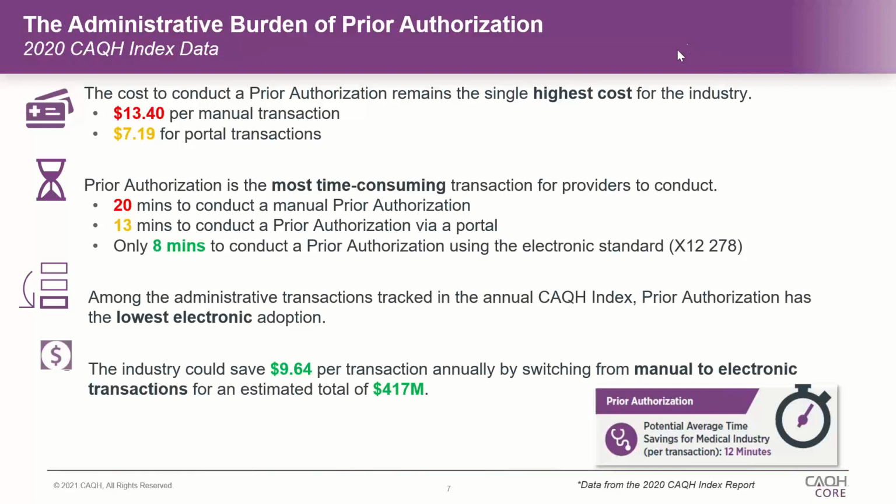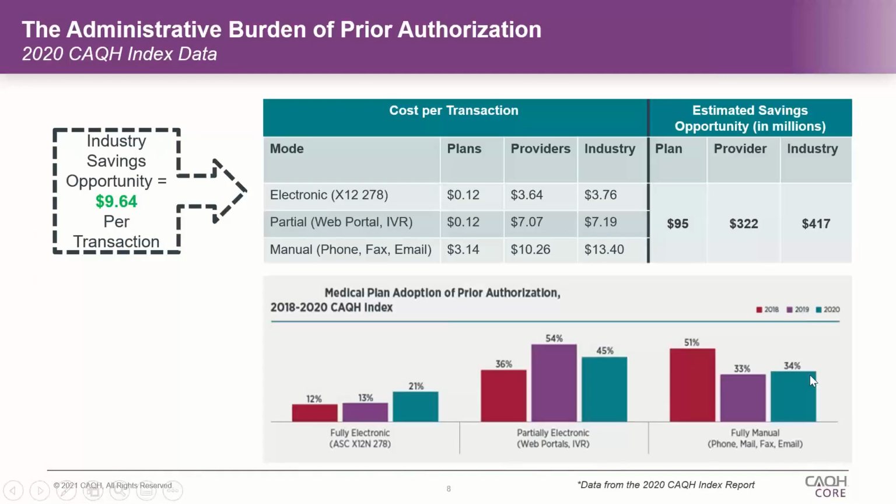And if you go to the next slide, you'll see a bit more detail on the costs associated with conducting a prior auth using the 3 modes that we track, as well as the adoption rate. So when you look at the cost to conduct a prior authorization, we clearly see the difference in cost between the modes for plans and providers. So in that top upper table, you'll see the breakdown of those numbers. So you'll see that conducting a prior auth electronically using the 278 costs significantly less than conducting the prior auth manually or through a web portal.